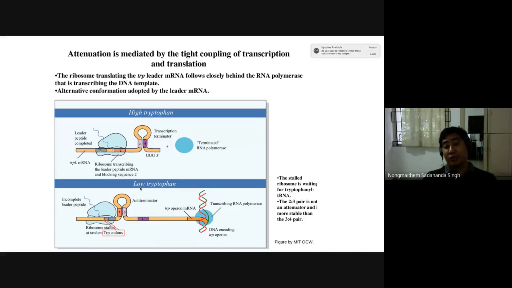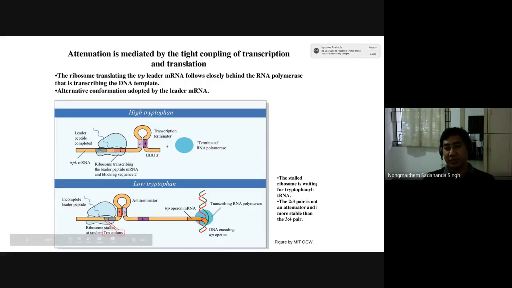But in low tryptophan condition, the tryptophan in element 1 cannot be translated because there is limitation of tryptophan. So it gives more time for the transcript to form base pairing between element 2 and element 3. So what does it mean? It doesn't allow the formation of the transcription terminator stem loop structure, thereby allowing the transcription of downstream genes which code for the tryptophan biosynthesis genes.